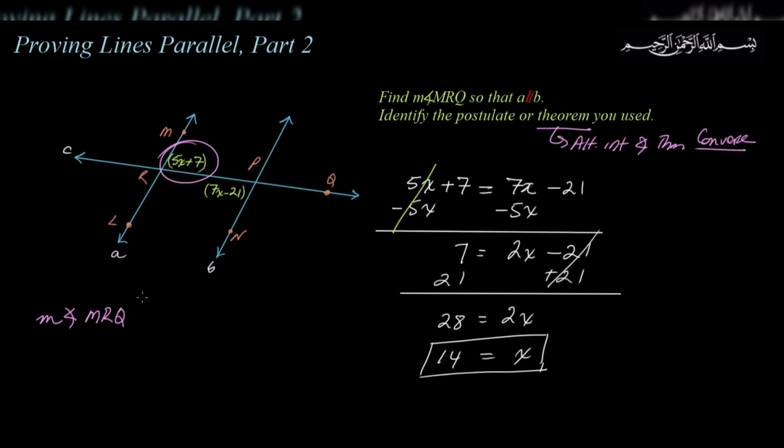Okay, so that's cool. So the measure of this angle is going to be 5x plus 7. Then all we have to do is substitute here 5 times 14 plus 7. So that's 70 plus 7. Now 5 times 14, that sounds like a heavy duty math, right?